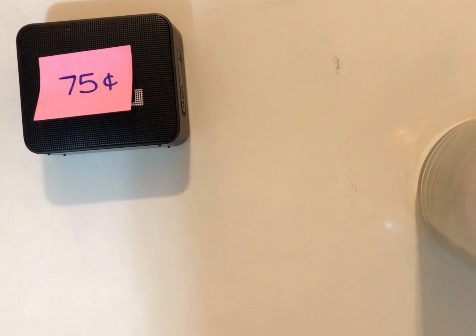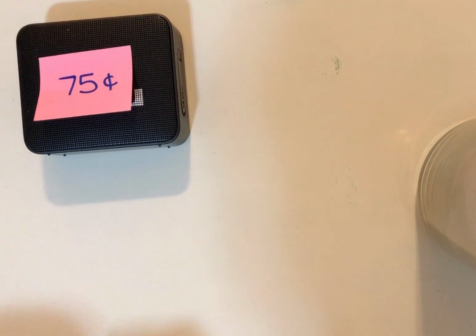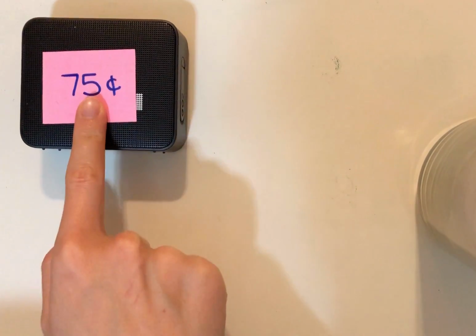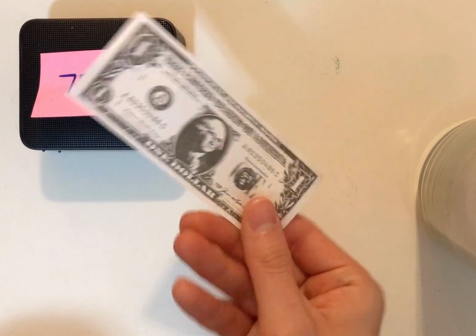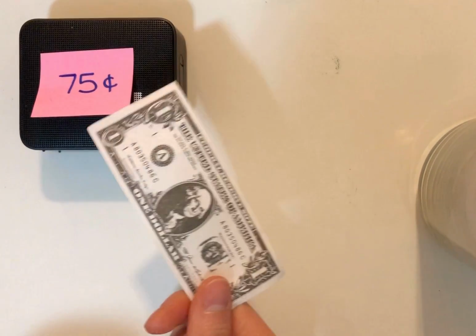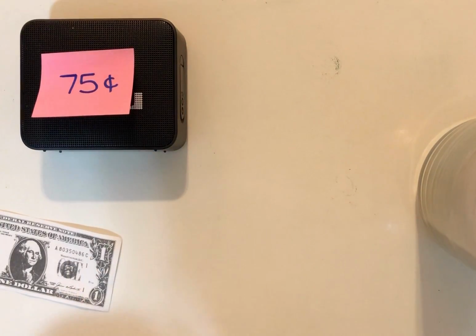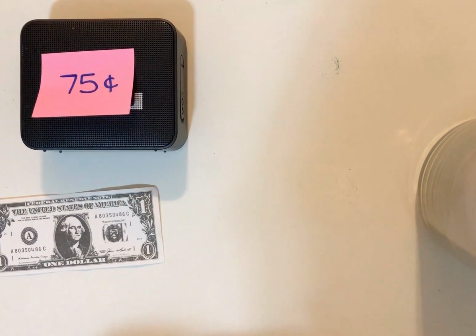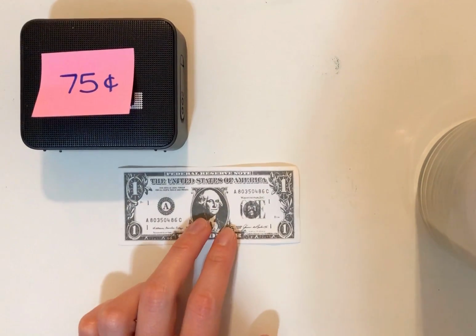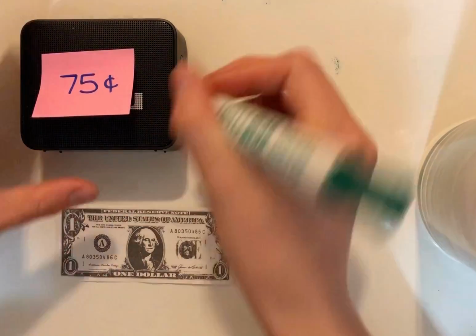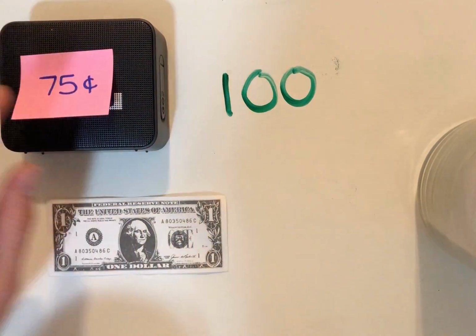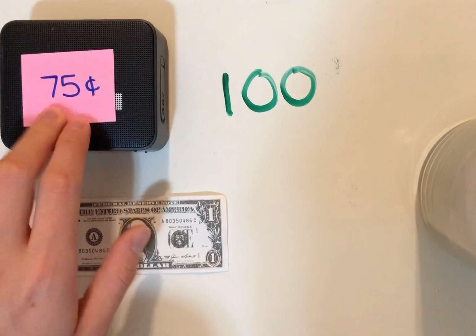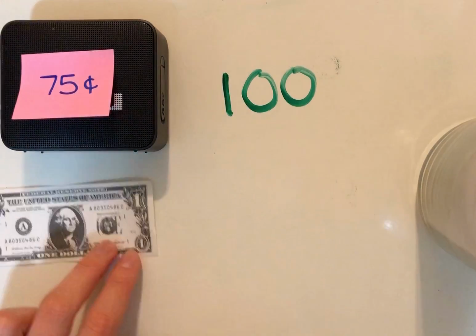So remember that when you're thinking about the change you would get back or that you would give back as a cashier when paying with $1, you think of the difference. So one way that you can solve this without using the coins, I'll show you, is we know that $1 is 100 cents. So you could write 100, and we know that the speaker is 75 cents.